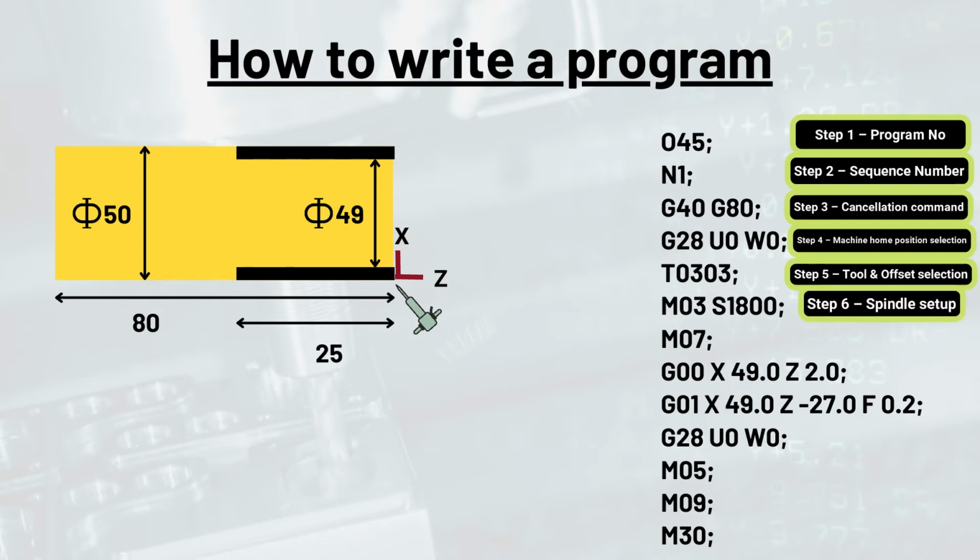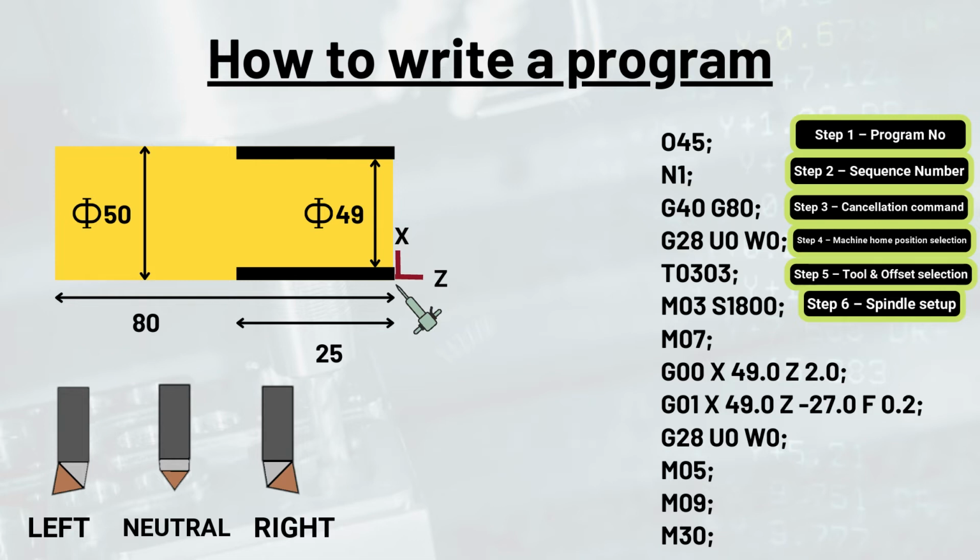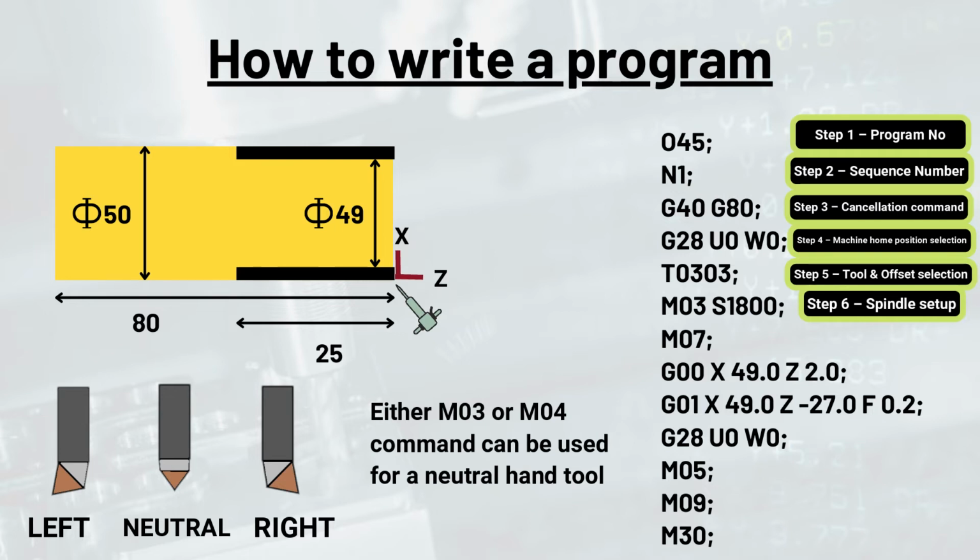The next step, or the 6th step, is setting up the spindle. If the hand of the tool is left and the propagation of the tool towards the workpiece is also leftward, then the M03 command will prevail. Whereas, if the propagation of the left hand tool is towards the right, the M04 command will prevail. The same thing goes for a right hand tool as well. However, in case of a neutral hand tool, either M03 or M04 can be used.